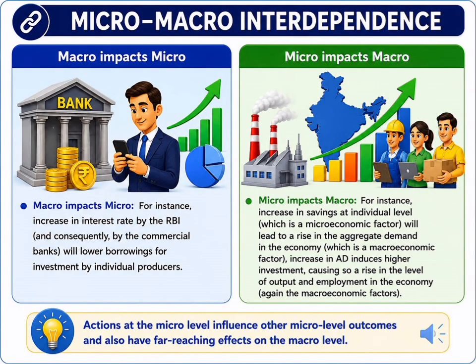Next, microeconomics impacts macroeconomics. Now let's see the opposite. Sometimes individual decisions can affect the entire economy. For example, suppose many people start buying electric vehicles. This is an individual decision. But if lakhs of people make the same decision, electric vehicle production increases. New factories are opened. More workers are employed. The country's production and employment increase. Now, it has become a macroeconomic effect. So, many small individual decisions together can influence the whole economy.